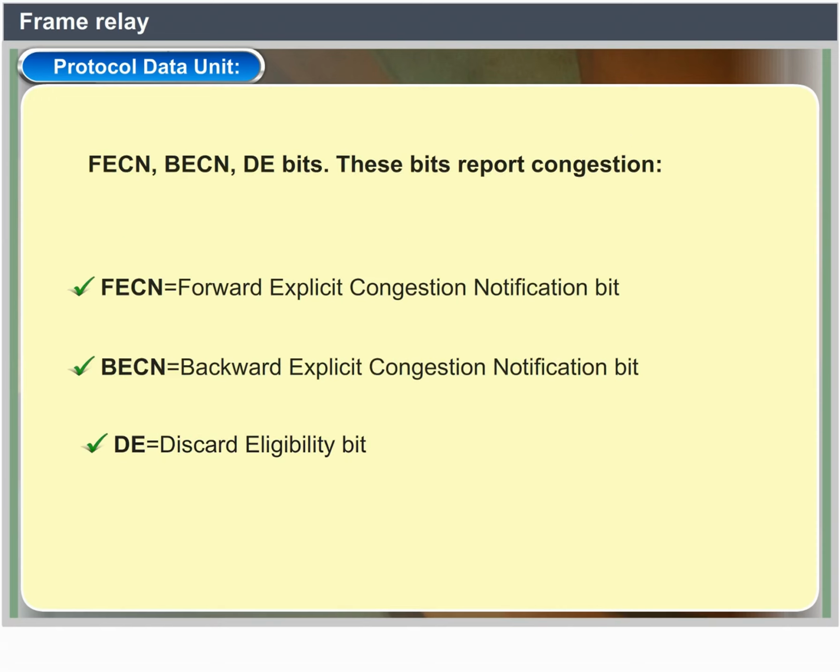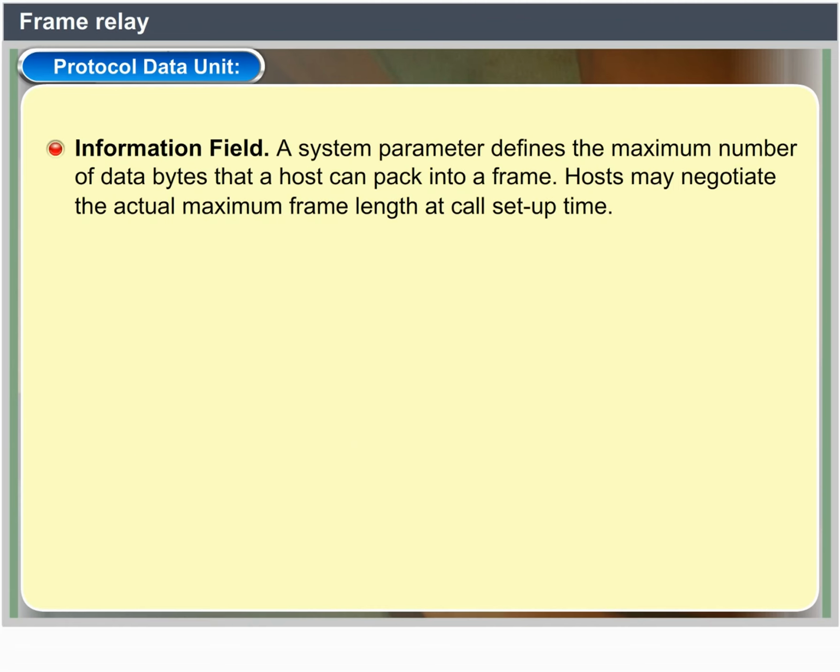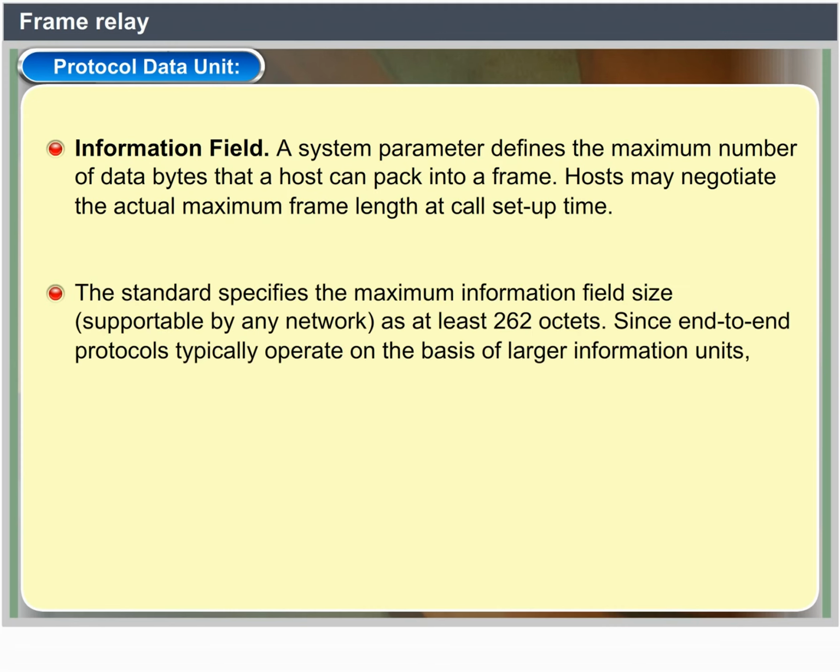Information field. A system parameter defines the maximum number of data bytes that a host can put into a frame. Hosts may negotiate the actual maximum frame length at call setup time. The standard specifies the maximum information field size that is supportable by any network as at least 262 octets.